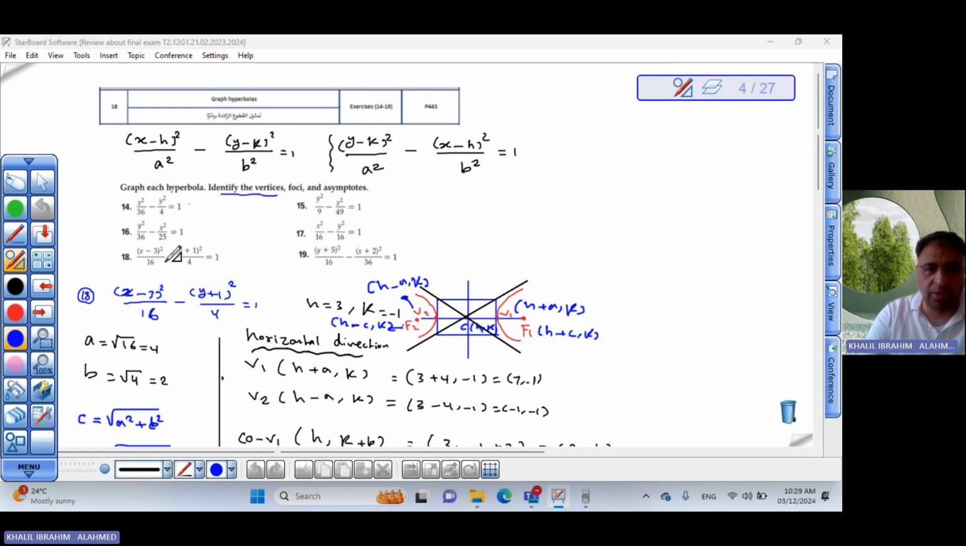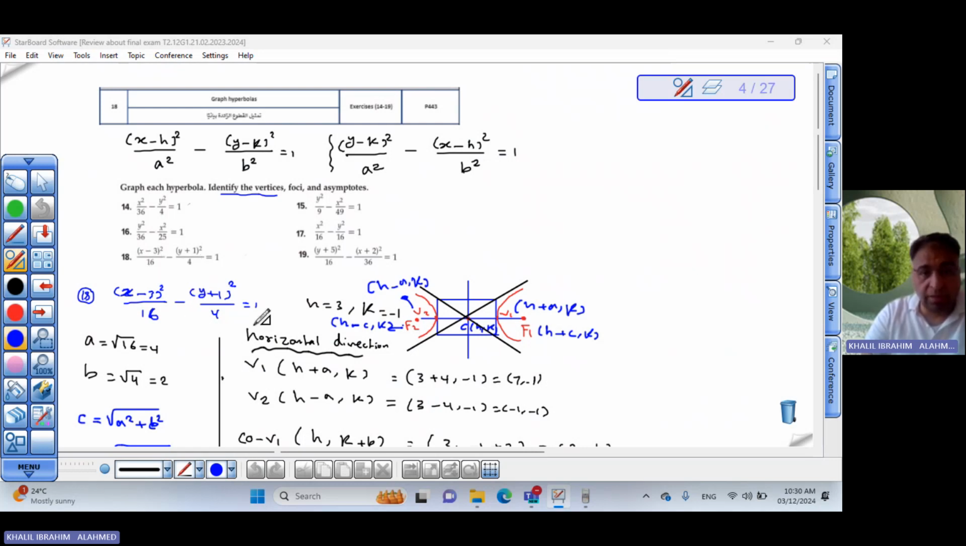Question 18, as you see, (x minus 3) squared over 16 minus (y plus 1) squared over 4 equals 1. Okay, I think here h equals 3, while k equals -1. Good. Also here a equals radical 16 equals 4, b equals radical 4 equals 2. All these values, a and b and h and k, are determined from the equation.